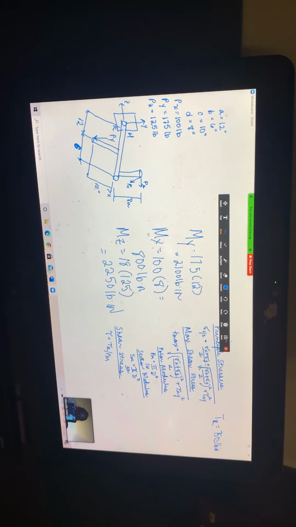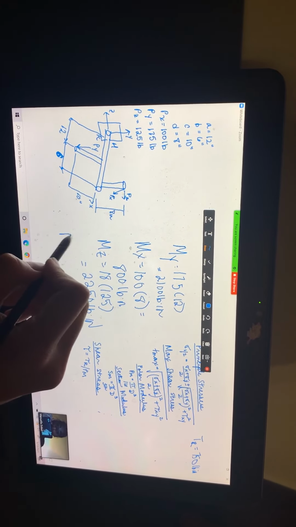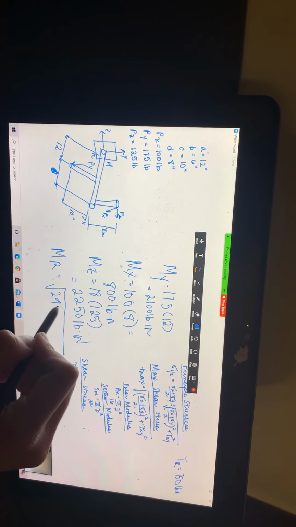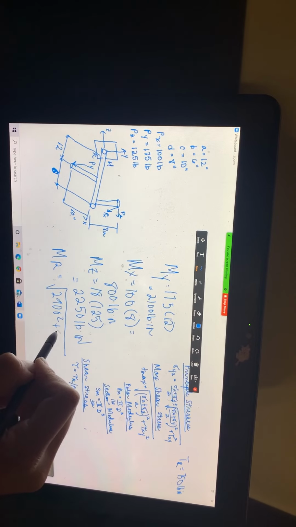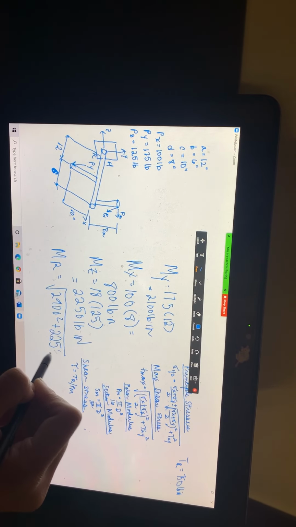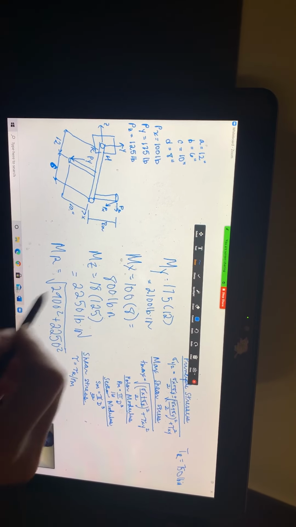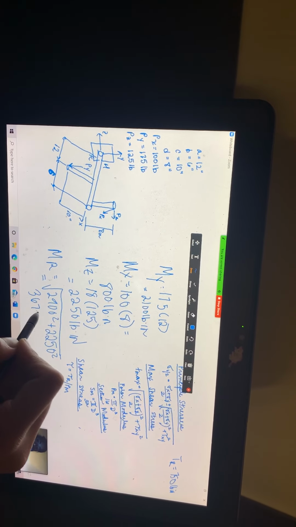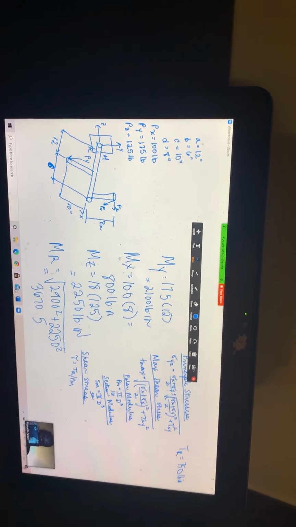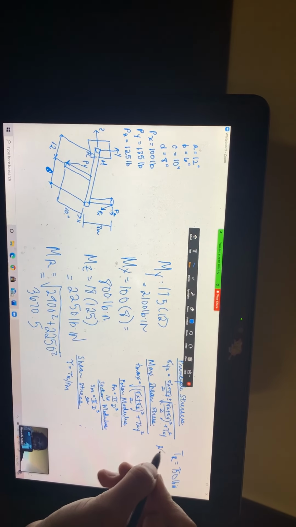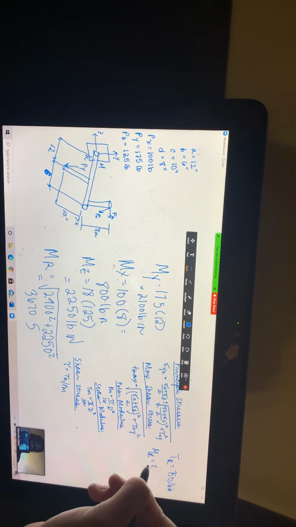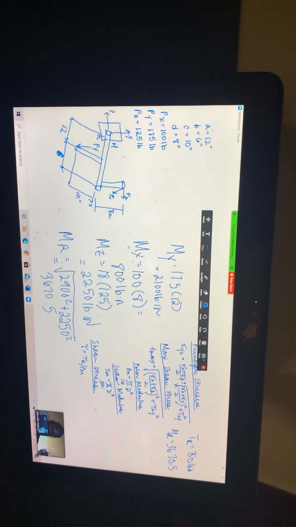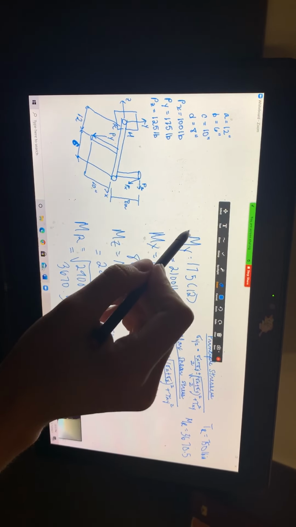So now to find the resultant moment, we have to do 2,900 squared plus 2,250 squared. And your answer for that is 3,670.5. We're going to write that off to the side because we're also going to need that later on to solve for the principal stresses. Okay, so I'm going to go ahead and erase that.